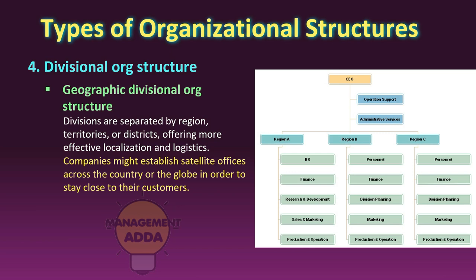So we have seen if the company is very big, and if they have multiple customers, if the company is serving across the border or across the territory or from urban to rural, like multiple places, so they keep themselves connected even through software, satellites and so on. Okay, so this kind of division, which is based on geography, is called geographic divisional organization structure.